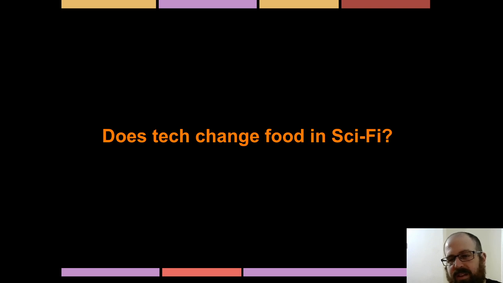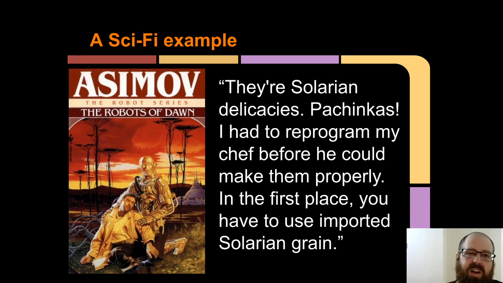So, does tech change food in sci-fi? Again, we're back to the robot series, but I really like this example because what it says here is there are Solarian delicacies, pachinkas. I had to reprogram my chef so he could make them properly. In the first place, you need to have imported Solarian grain. So what's described here is there's food, and they had to import the grain. Well, where did they have to import it from? A planet far, far away.